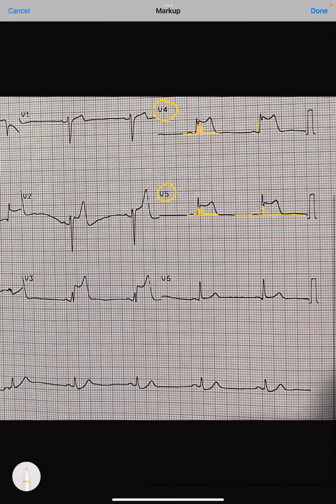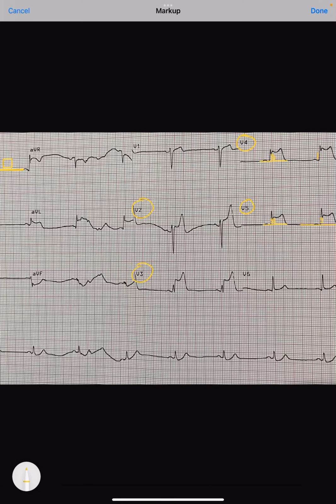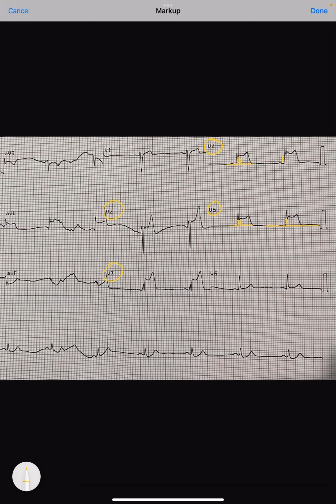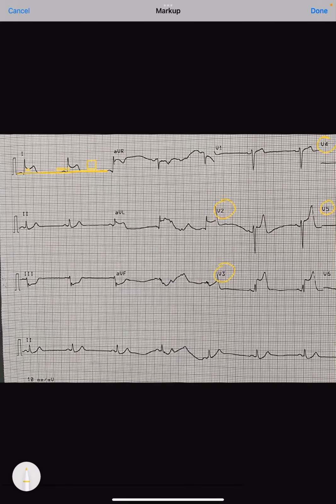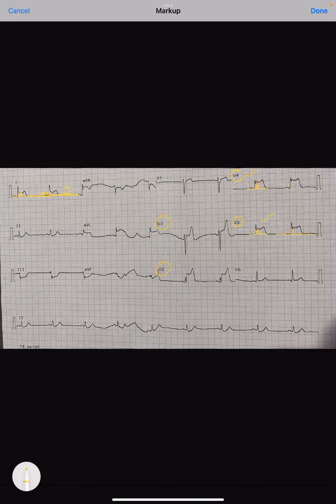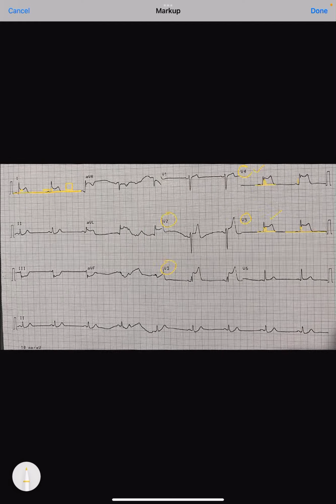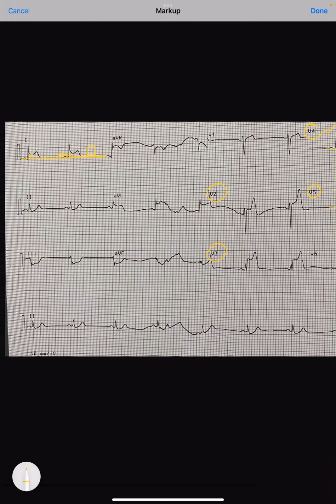ST elevation is also seen in V2, V3. So in short, it is not only involving the anterior leads V2, V3, it is also involving V4 and V5. It means it is involving the lateral wall as well. Lead 1, AVL, V5, V6 suggest the lateral wall, and V2, V3, V4 all suggest the anterior wall.